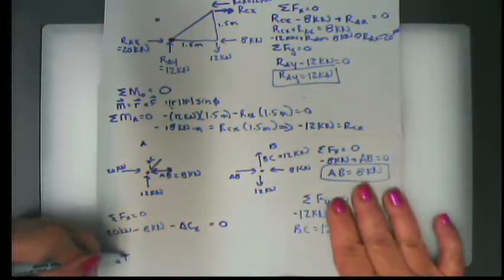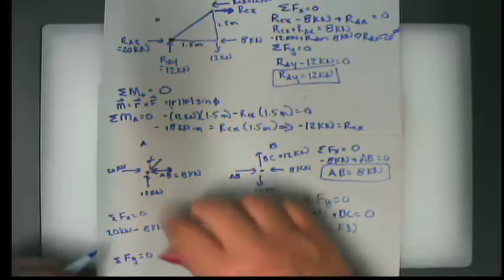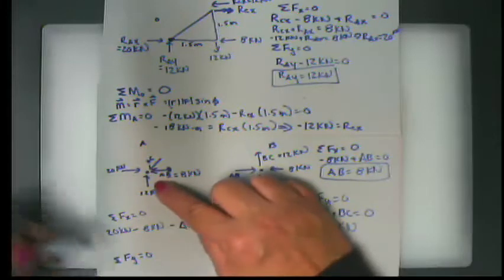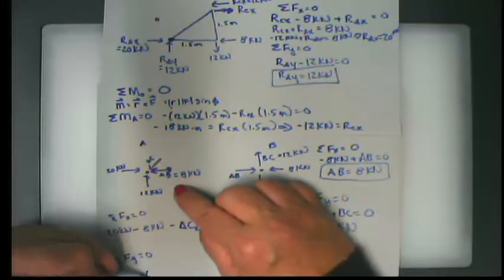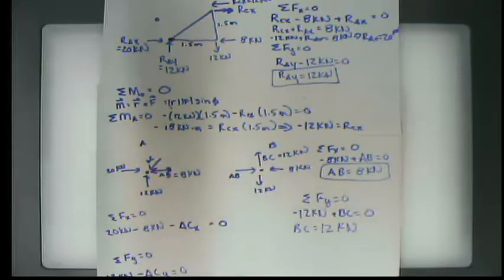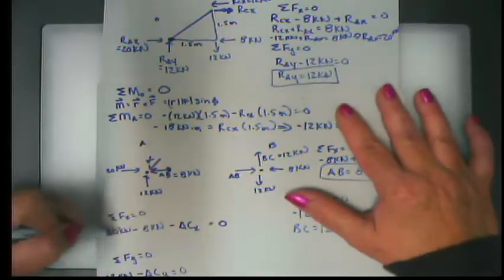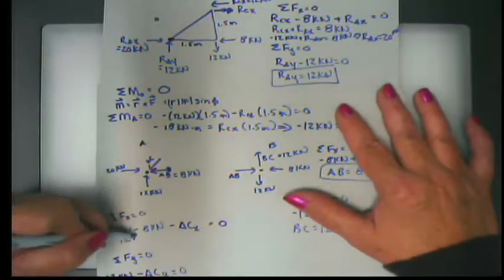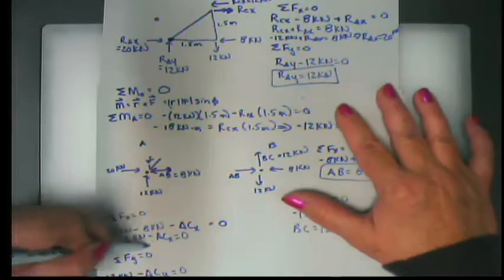So I'm not really going to need this equation, but it's also true that the summation of forces in the y direction has to sum to 0. And this might be the same, it doesn't matter, but let's go ahead and do this. This says 12 kilonewtons minus AC in the y direction equals 0. Okay, so like I said, it really does not matter which way, but this would be 12 kilonewtons minus AC in the x direction equals 0. So I have two equations to choose from.